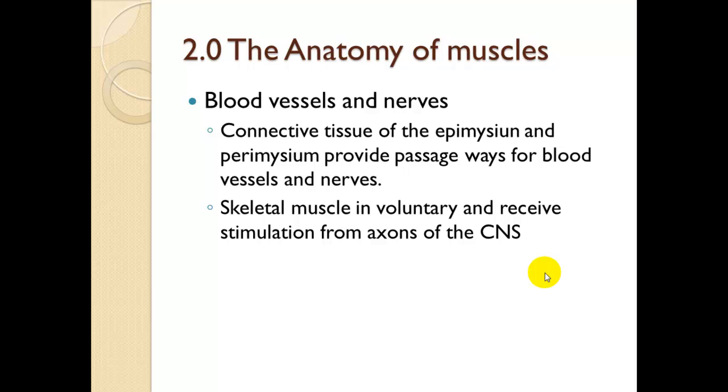Anatomy of the muscles, blood vessels and nerves. Connective tissue of the epimysium and perimysium provide passageways for blood vessels and nerves. Skeletal muscle is voluntary and receives stimulation from axons of the central nervous system.